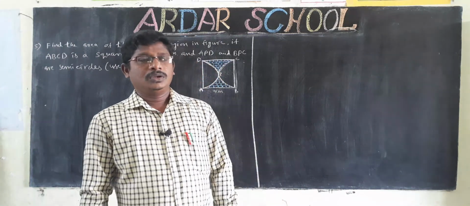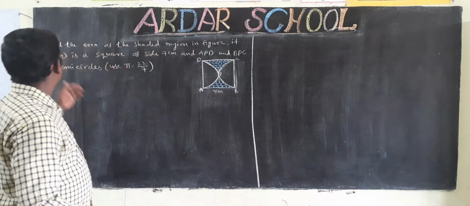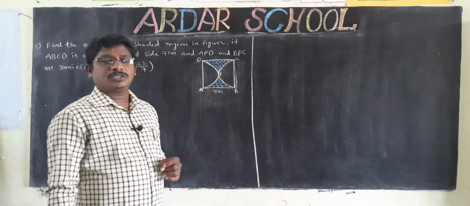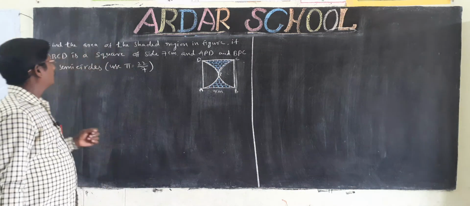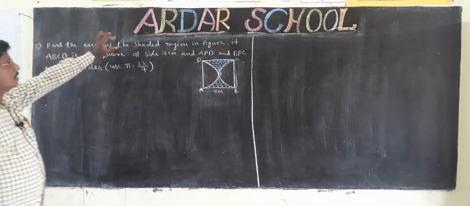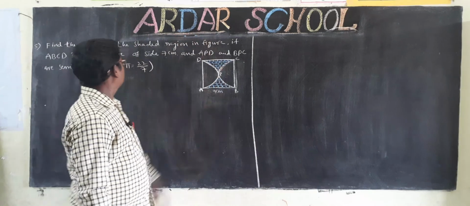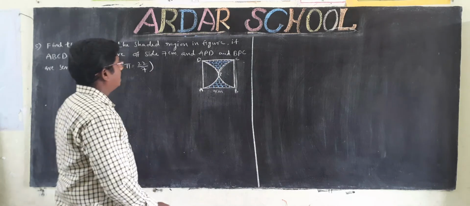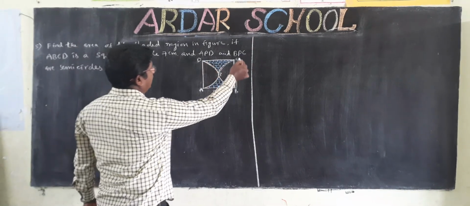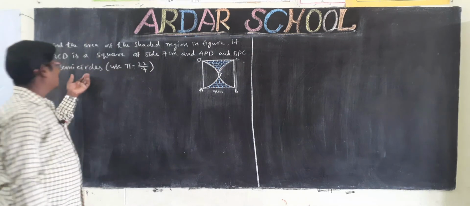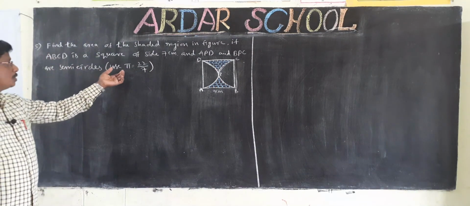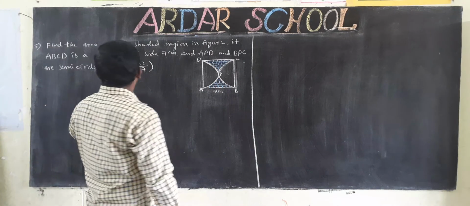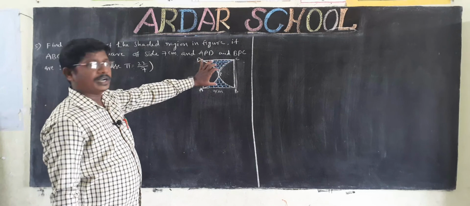Hi students, today I am going to explain the fifth sum of exercise 9.3 of the chapter Tangents and Secants to a Circle. This is the fifth sum. Find the area of the total shaded region in the figure, if ABCD is a square of side 7 centimeters and APD and BPC are two semicircles. Use pi equal to 22 by 7. Okay, so we want to find the area of the shaded region.